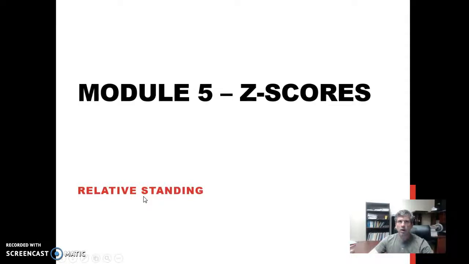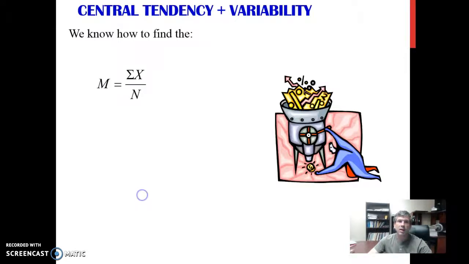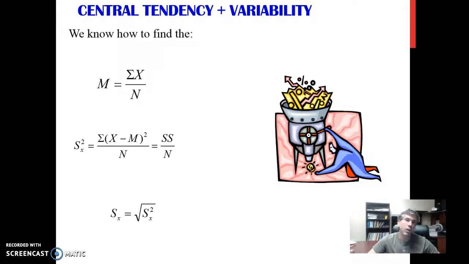We are going to continue moving on with the course, and what we're doing now is Module 5, Z-scores. The last couple of modules we've learned about a couple of families of descriptive statistics. We've got central tendency, where we talk about the mean. The purpose is to find the middle of the distribution, the center of it, and our measures of variability, the variance and the standard deviation, which are designed to measure the spread of those distributions we're interested in.